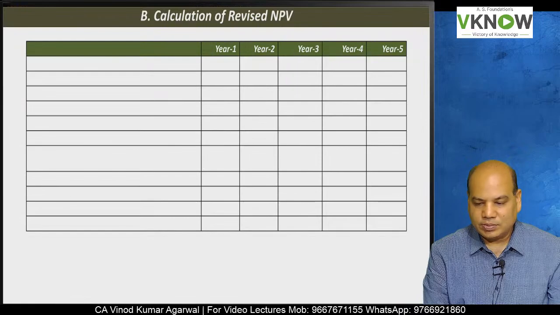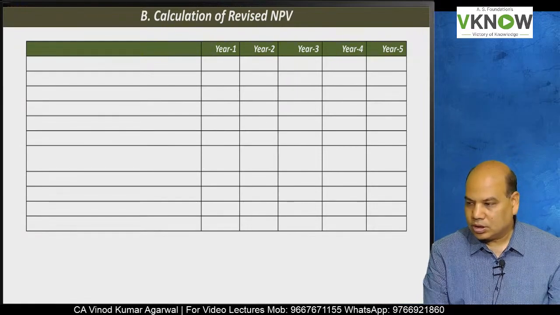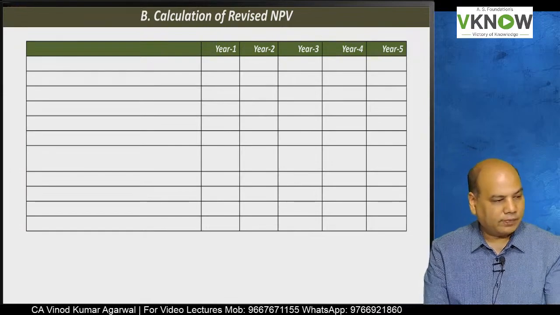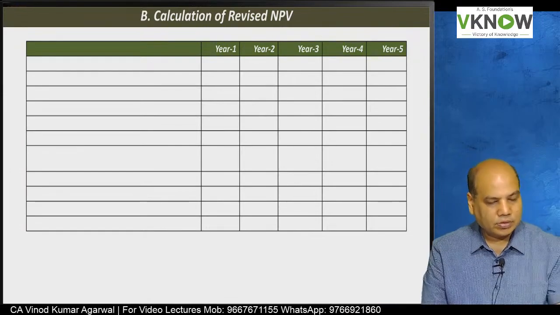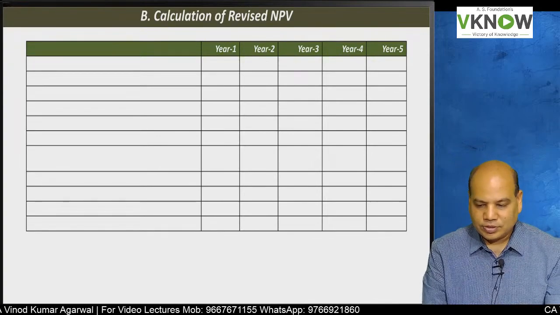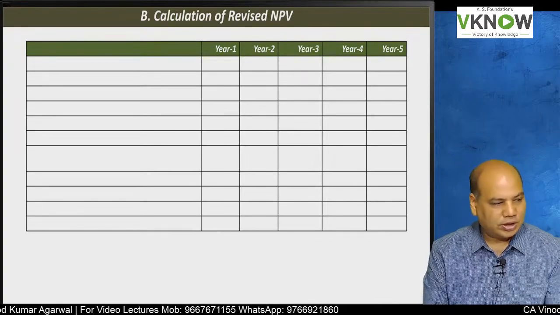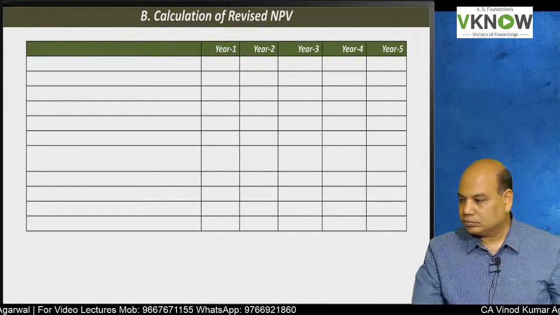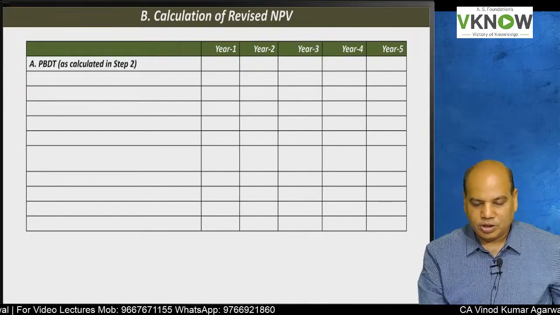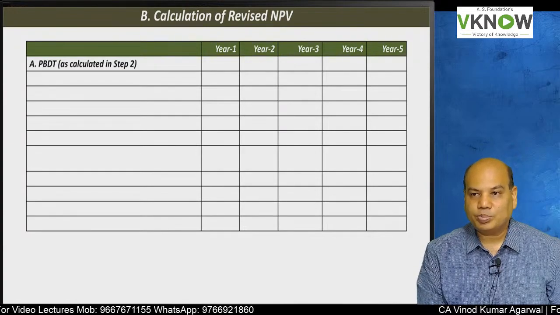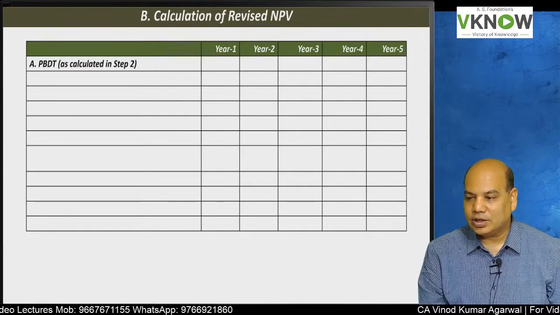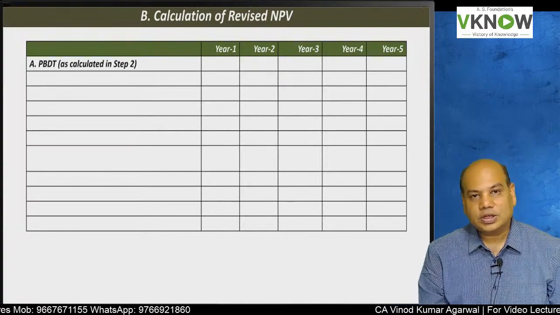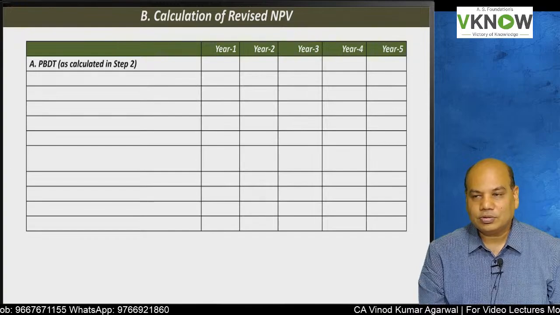Calculation of revised NPV. Under that, 5 columns: year 1, year 2, year 3, year 4 and year 5. Then write down PBDT, as calculated in step 2. Go to step 2. Right now we are in step 4.